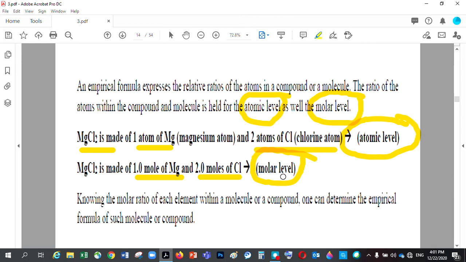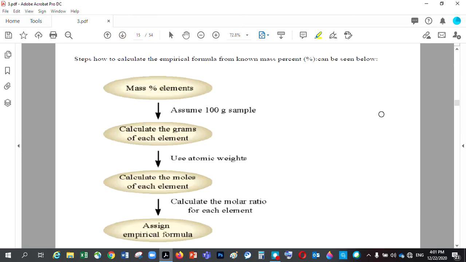With the help of this empirical formula, we can determine the actual formula, the molecular formula of the molecule or compound. Correct? So let's go and look. We have plenty of examples. And now ask ourselves, how in the world do we calculate empirical formula from known mass percent?